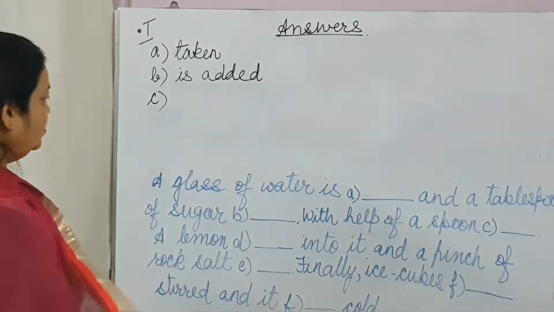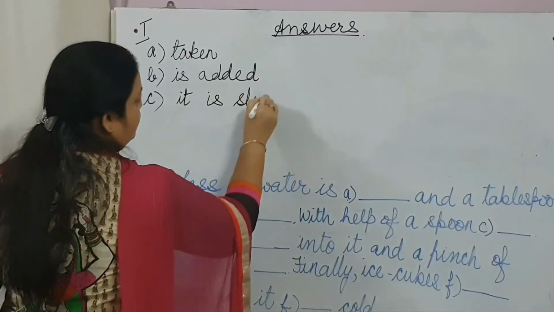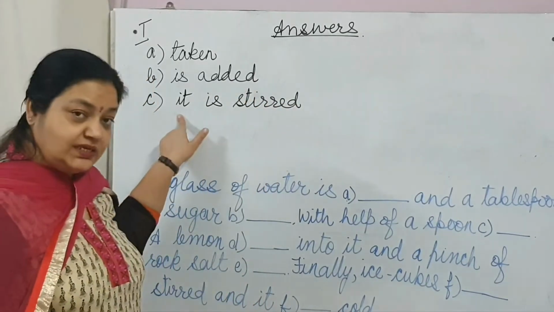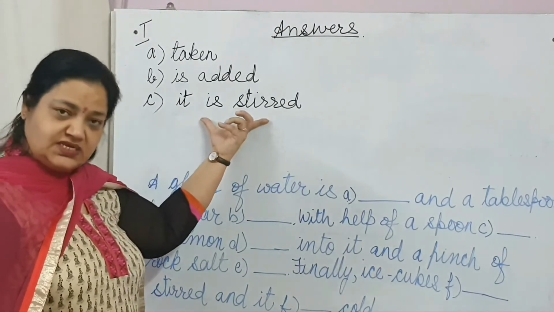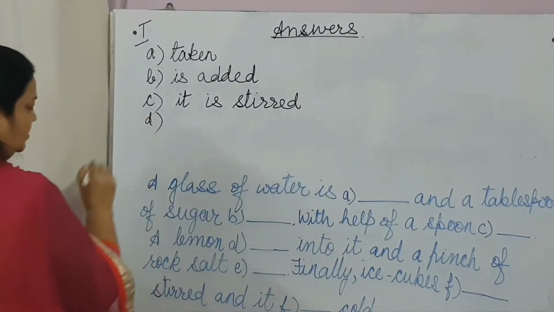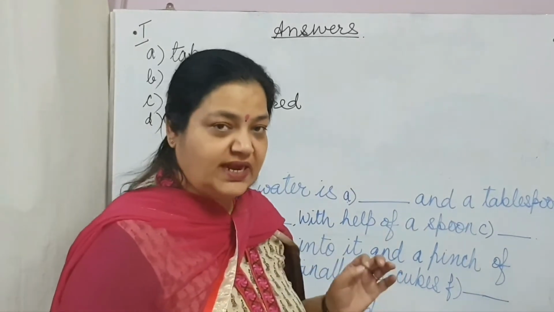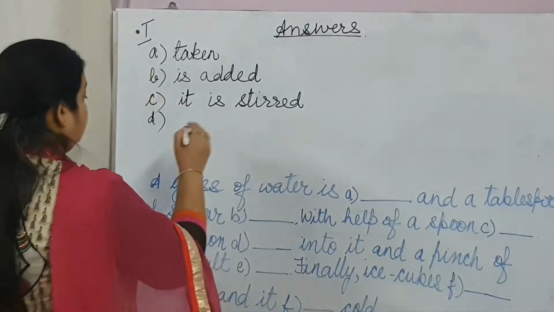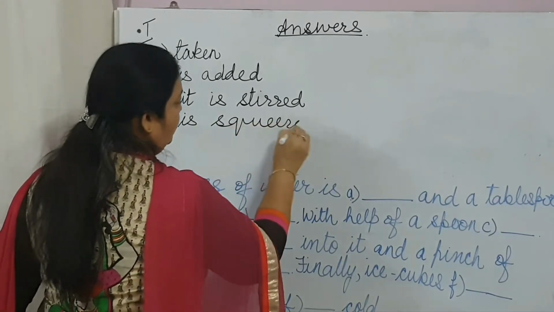With help of a spoon, it is stirred. Now, it was missing here, so I added it. Otherwise, the passive form is stirred. Right? Then comes the D. A lemon dash into it. The instruction was squeeze a lemon into it. So when I take it to the passive form, it changes to is squeezed.